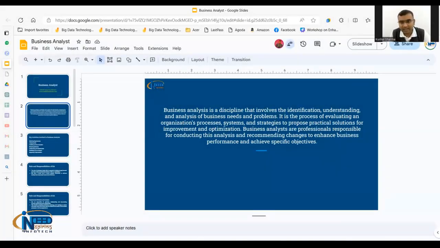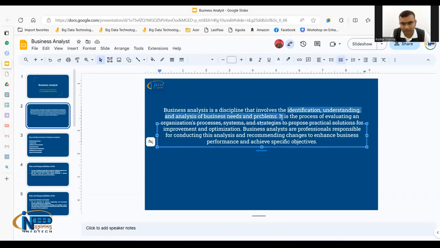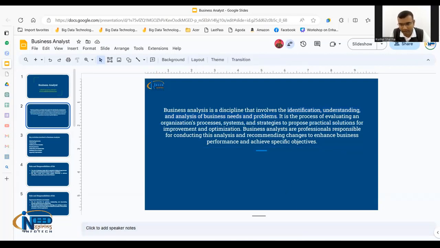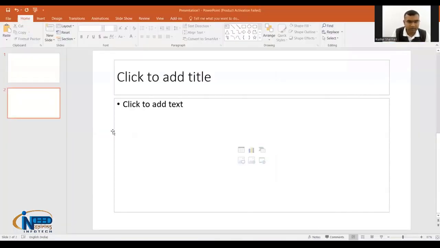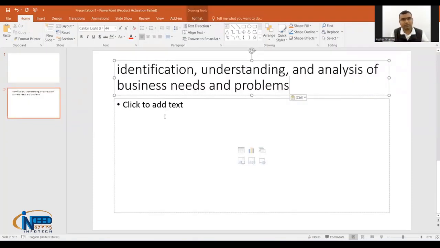So business analysis is a discipline that involves identification, understanding, and analysis of business needs and problems. This is the first thing. So let us basically try to work on this part: identification, understanding, and analysis of business needs and problems. So let us discuss this particular part. Here we have a blank presentation and let's work on this.